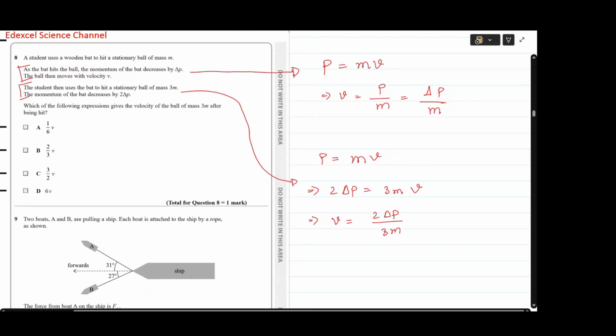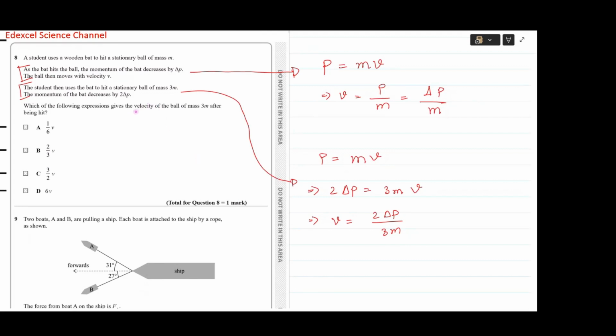Now, what I have done in both of these scenarios is that since the question asks us to give the velocity, I have calculated the velocity for both of these scenarios. As we can see, this does not match with any of the options. However, if we look at this part, delta p by m, in our first scenario we found that delta p over m is equivalent to v. So we can just substitute v over here, and that is why this is the answer.